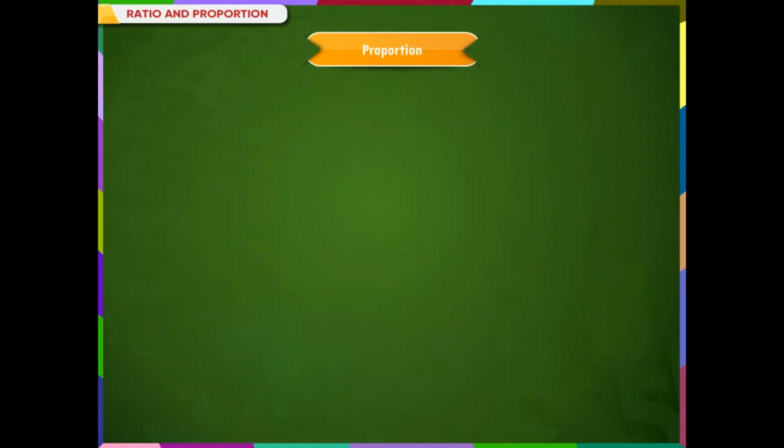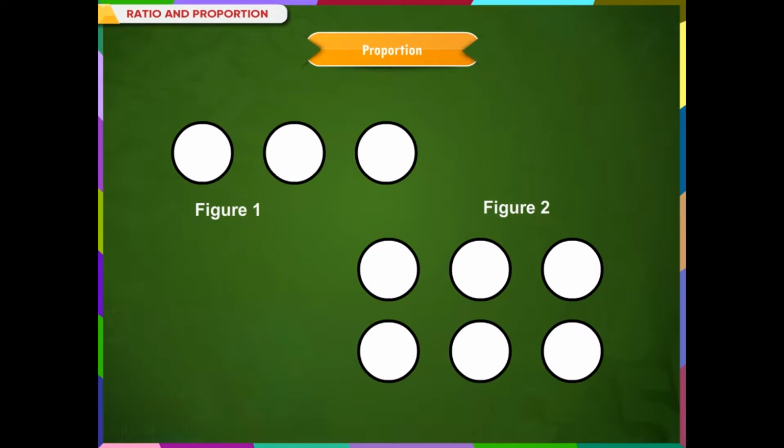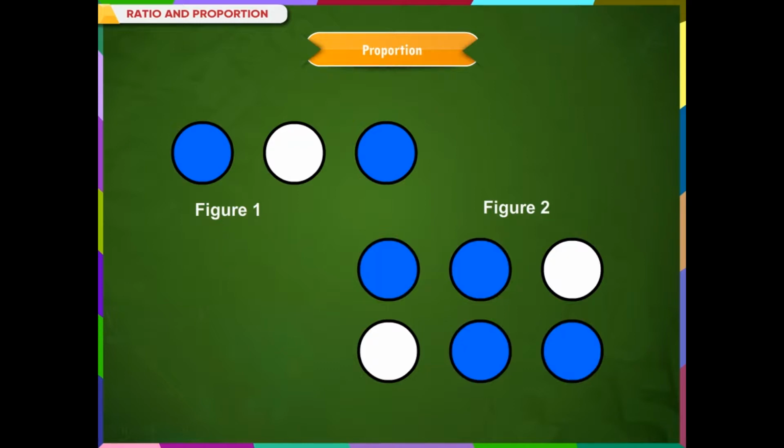Proportion. If two ratios are equal, we say that they are in proportion. For example, in figure 1 shown on the screen, 2 out of the 3 circles are shaded, and in figure 2, 4 out of the 6 circles are shaded. Although figure 2 has more circles, the ratio of shaded circles to total circles is the same. That is, 2 by 3 is equal to 4 by 6. A statement such as this one, where one ratio is equal to another, is called a proportion.